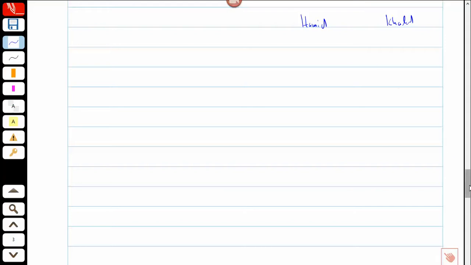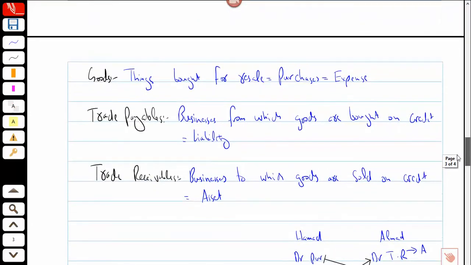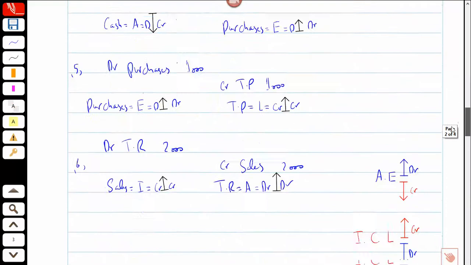Okay, so let's talk about the relationship of Ahmad and Khalid. Remember, when Ahmad makes sales, it is credit sales and debit trade receivables. Now the scenario is opposite for Khalid. For him, it is debit purchases and credit trade payables. So sales into purchases, trade receivables into payables. What is one thing for one person is another for the other. What is an expense is an income. Liability, asset.